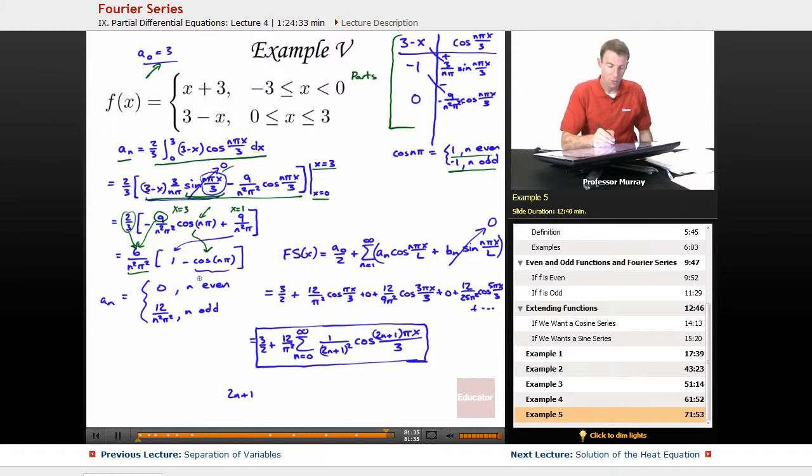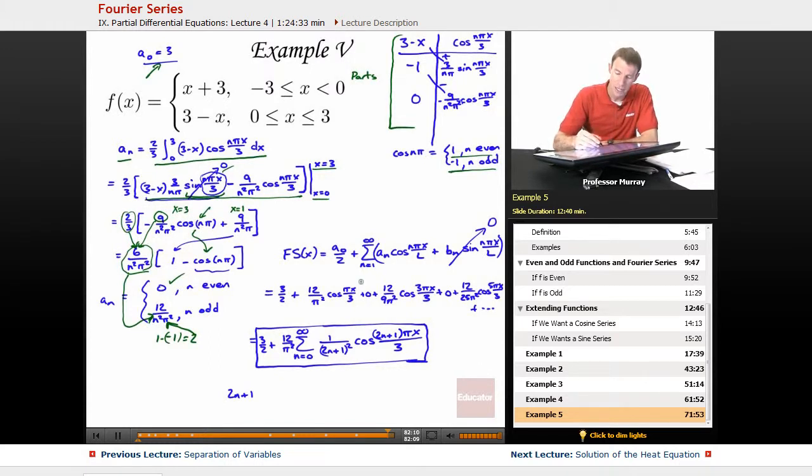And so when n is even, we just have 1 minus 1, so it gives us 0. If n is odd, we have 1 minus -1. Let me write that properly. If n is odd, we have 1 minus negative 1, so we get 2, and 2 times 6 over n squared pi squared gives us 12 over n squared pi squared. So that's our coefficient an, kind of complicated. Sometimes it's 0, sometimes it's 12 over n squared pi squared.